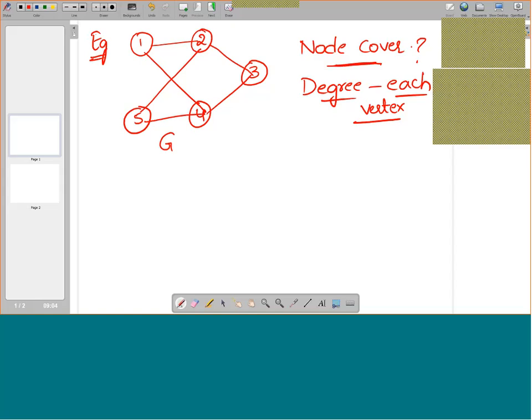Type it in the chat box. Is this one a directed graph or an undirected graph? Undirected graph. Okay, good. So now tell me, what is the degree for 1, 2, 3, 4, 5? Type it in the chat box. Write down the degree for vertex 1, 2, 3, 4, 5, all the 5 vertices.